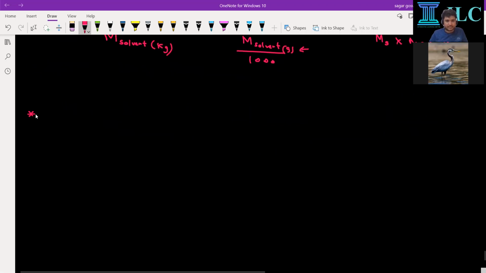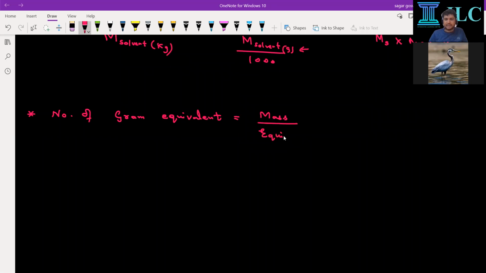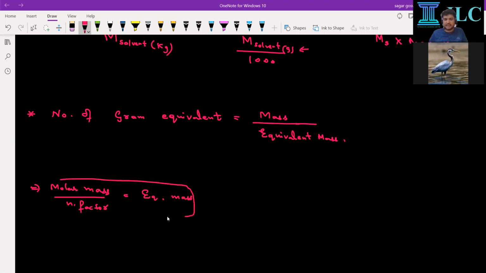Now, Vishnu, you have to remember one term: number of gram equivalents. Number of gram equivalents means the given mass divided by the equivalent mass. Now you will ask what is the meaning of that. Equivalent mass means the molar mass divided by the n factor. Equivalent mass is equal to the molar mass divided by the n factor.